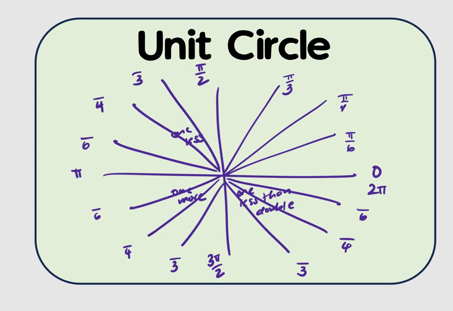So this would be 2 pi over 3 because it's 1 less. 3 pi over 4, 5 pi over 6. 7 pi over 6, 5 pi over 4, 4 pi over 3 because it's 1 more. And then 5 pi over 3, 7 pi over 4, and 11 pi over 6 because it's 1 less than double.